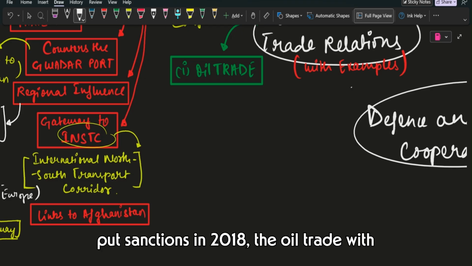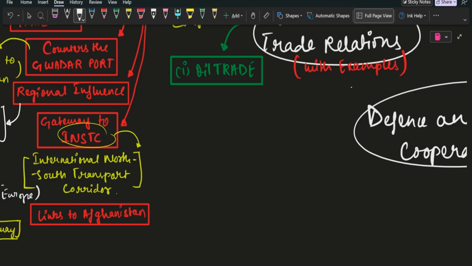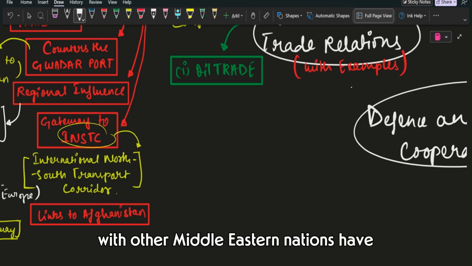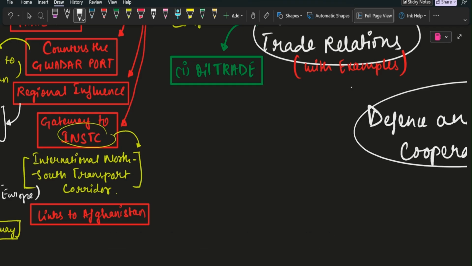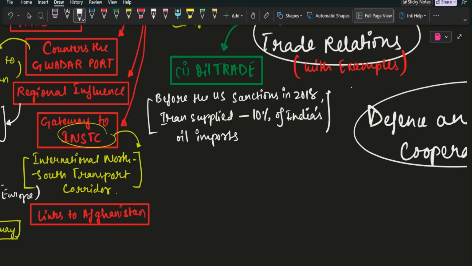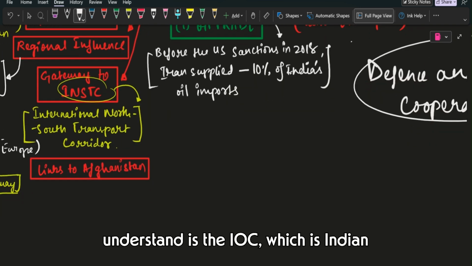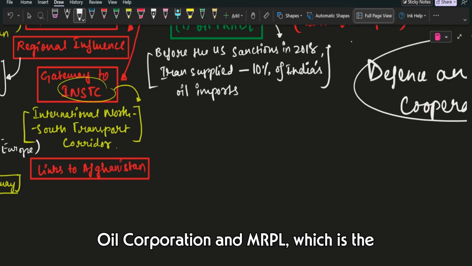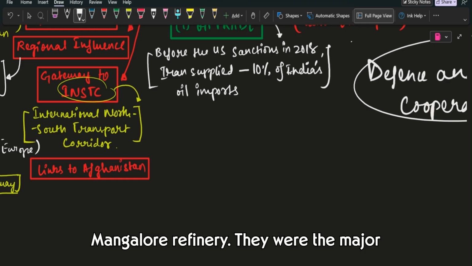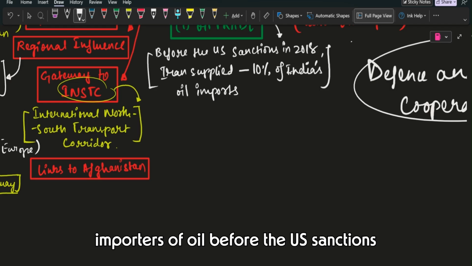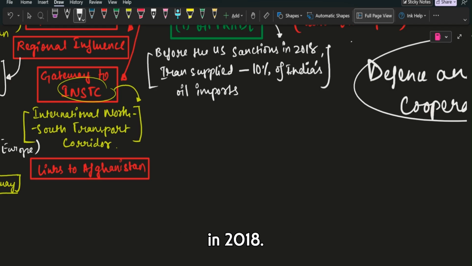Now, after the USA put sanctions in 2018, the oil trade with Iran has deteriorated and the oil trade with other Middle Eastern nations has increased. And the second thing that you need to understand is the IOC, which is Indian Oil Corporation, and MRPL, which is the Mangalore Refinery. They were the major importers of oil before the US sanctions in 2018.